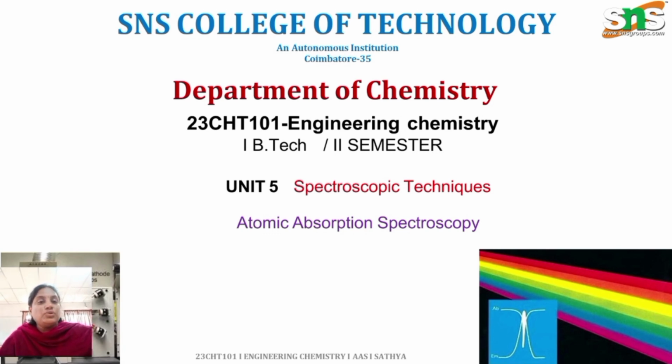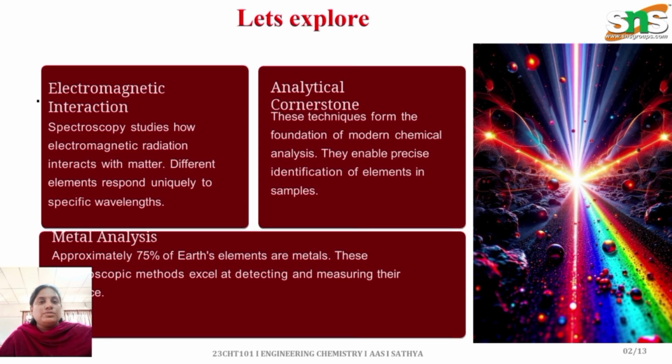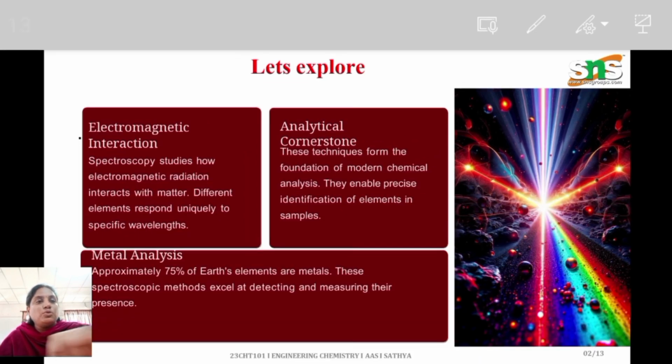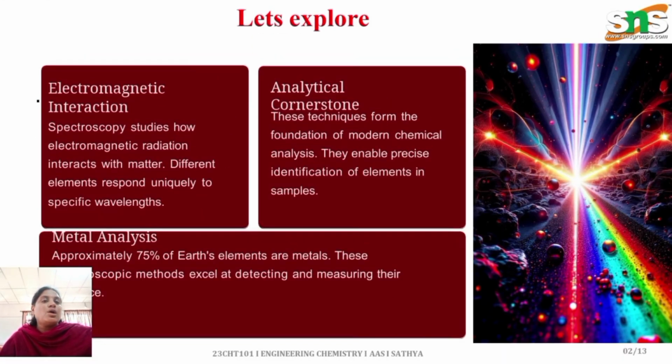Today we are going to discuss one interesting topic, atomic absorption spectroscopy. So, what is meant by atomic absorption? Atomic absorption spectroscopy is nothing but how metal elements absorb in spectroscopy. That means electromagnetic radiation interacts with matter. So, different elements have unique specific wavelengths. So, we know about the interaction of matter.